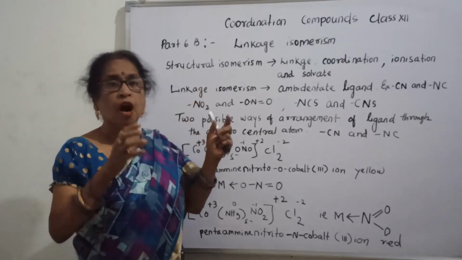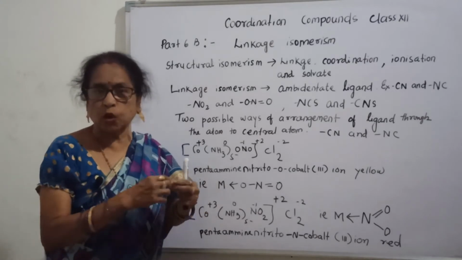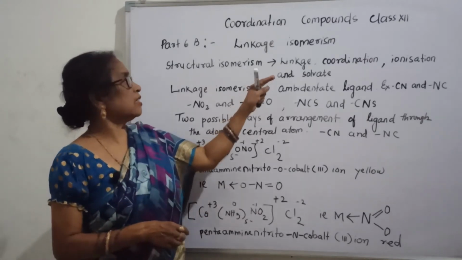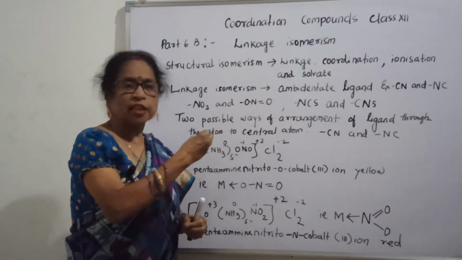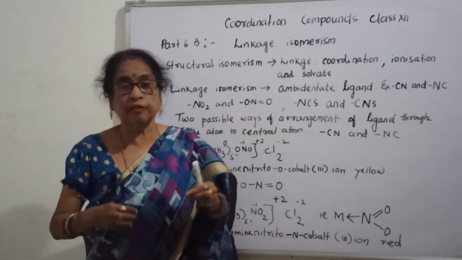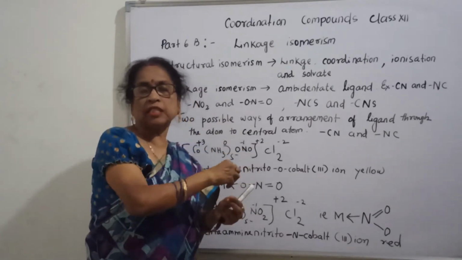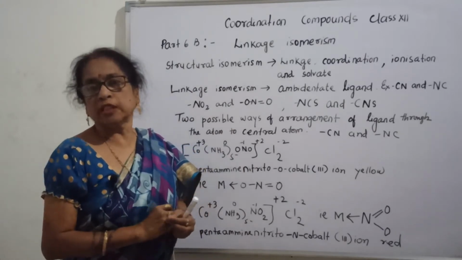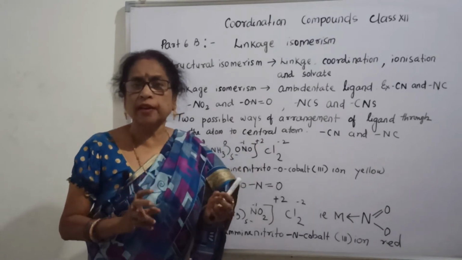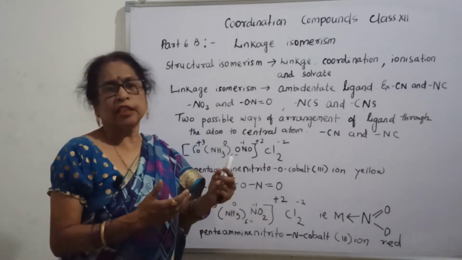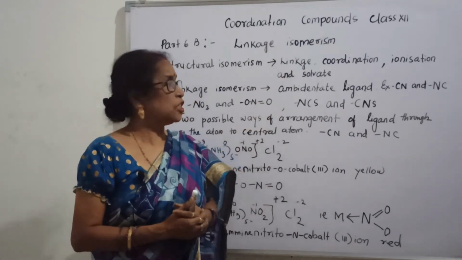In the structure, the ligands are attached to the central metal atom through a coordination bond, and there are different types: how the linkage takes place, through which atom the linkage takes place, and what are the possible ways the atom of the ligand can link to the central atom. We will see that here. In coordination isomerism, the coordination spheres are different, and if ligands are exchanged, two new coordination spheres form.